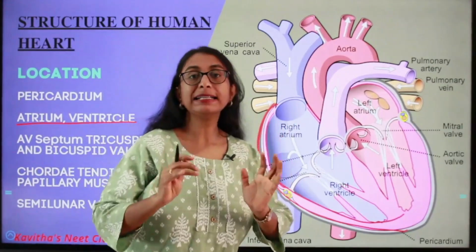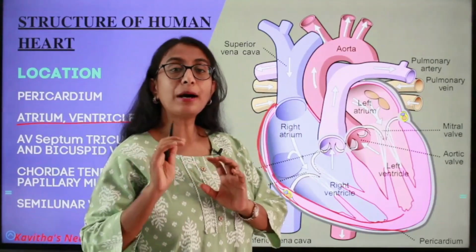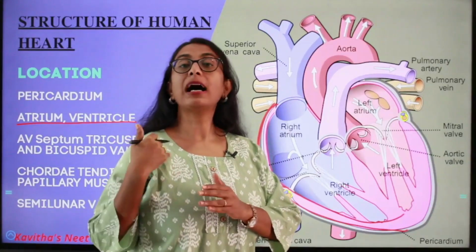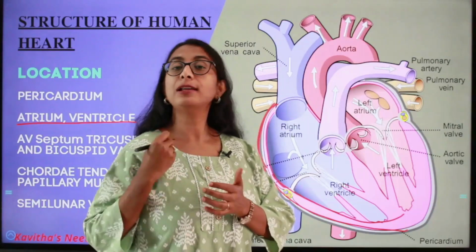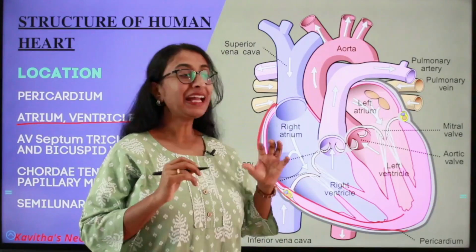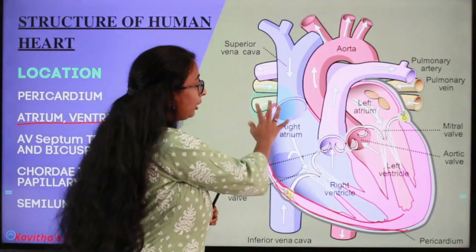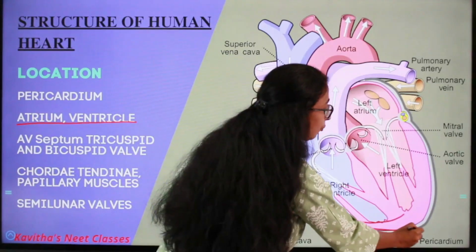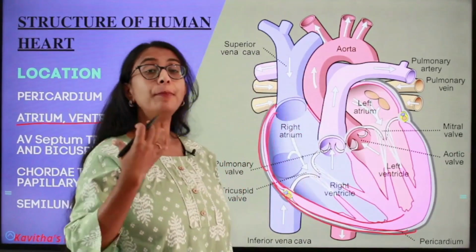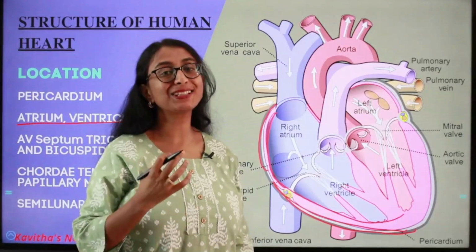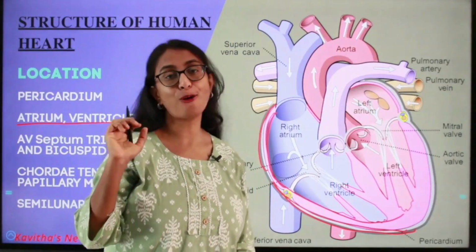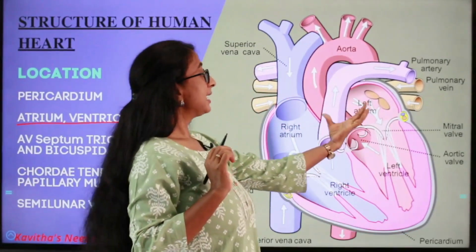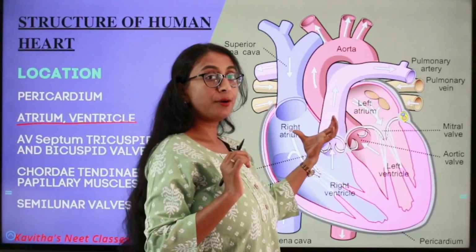So the heart is comprised of four chambers. The upper chambers are relatively smaller in size than the lower chambers. The upper chambers are called the atrium and the lower chambers are called the ventricle. The upper chambers have a thin wall, whereas the lower chambers have a thick and muscular wall because they have to pump blood against gravity, and that is why the ventricles have a thicker wall. Keep this in mind.